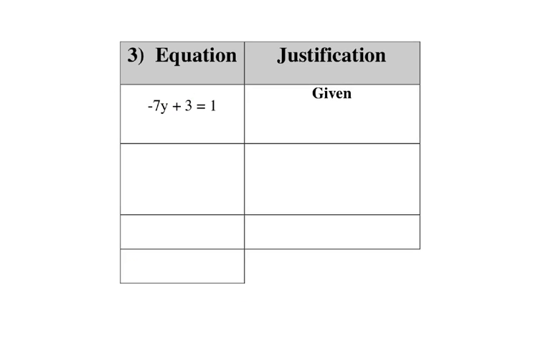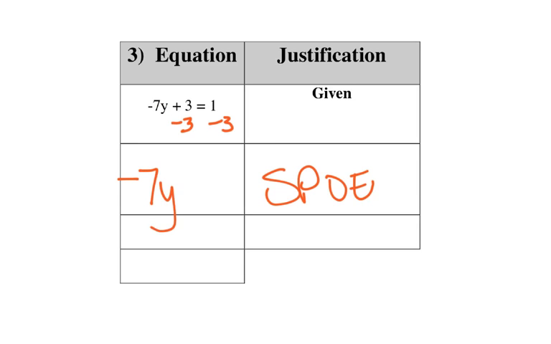Okay, number 3, put your finger over the variable. What are you going to do? You're going to subtract the 3 because that's what's hanging out there. So I'm subtracting from both sides. So what do I have left? I have -7y equals 1 take away 3 is -2.